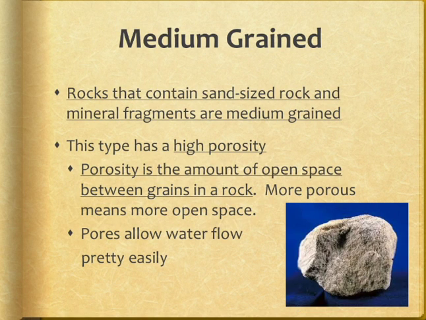We then have medium-grained rocks, and these are rocks that have sand-sized grains, and these usually have a very high porosity. So porosity is just the amount of space between each grain in the rocks. So if a rock is more porous, that means there's more space, and that means water can travel through the rock easier, or even air can travel through the rock easier. So these pores are what allow the flow of water.